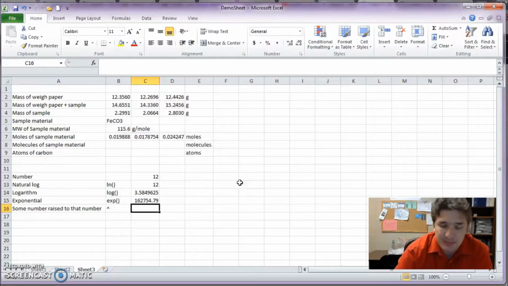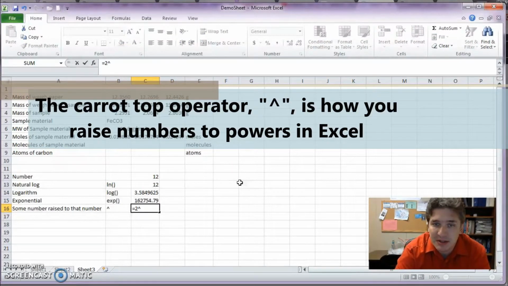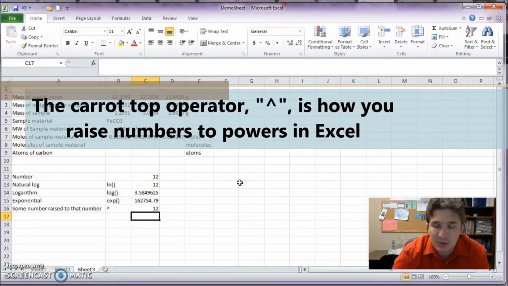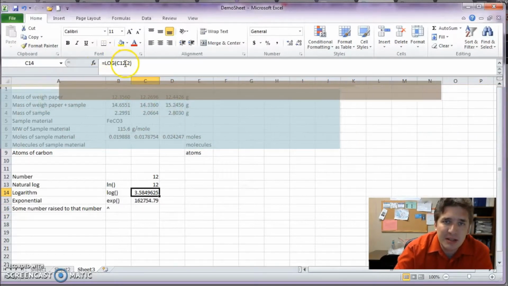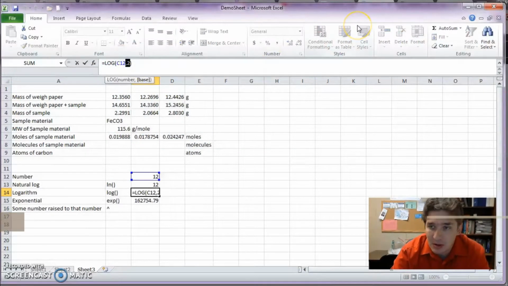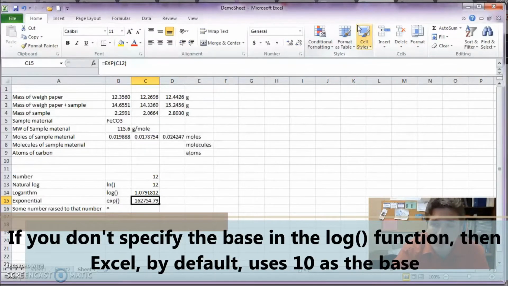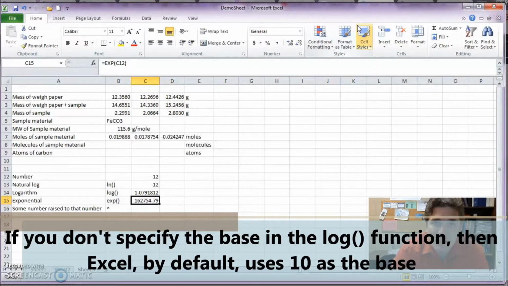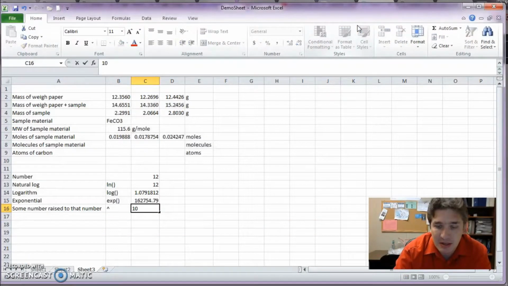How do we prove that? Well, if we do equals 2, to raise a number to a power, just use the caret top, and we get 12 back. So let's go back to this log operation. Let's say you don't put in the comma 2. Will it still work? To get rid of it, you notice it gives you a number, 1.07981. If you don't enter a base, by default, it assumes you're referring to base 10. So it says, if we raise 10 to that number, we should get 12.